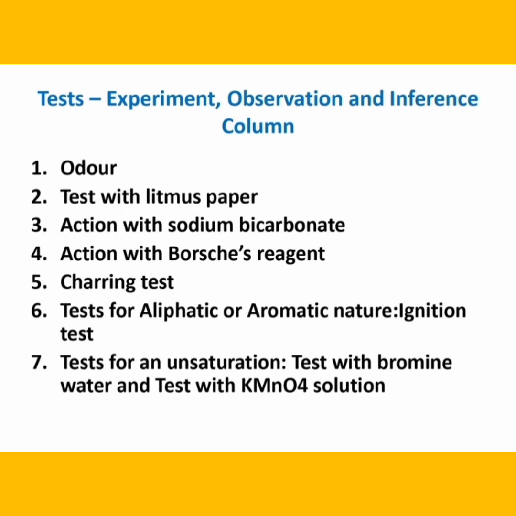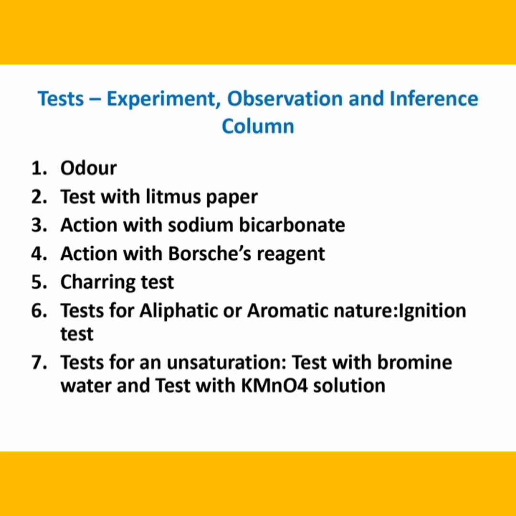And the sixth preliminary test is called test for aliphatic or aromatic nature, which is again the ignition test. And then you have the seventh test, which is called test for unsaturation, which is test with bromine and also bromine water, and also test with potassium permanganate solution, where you can find out whether the compound given to you is a saturated compound or an unsaturated compound. For example, cinnamic acid or cinnamaldehyde are the only unsaturated compounds prescribed for you, whereas all the other compounds are saturated compounds, including sugar and urea.